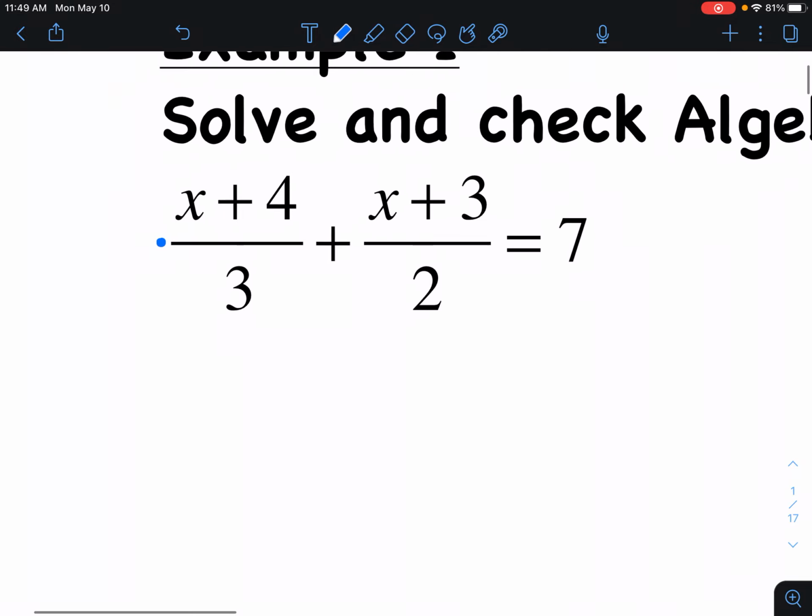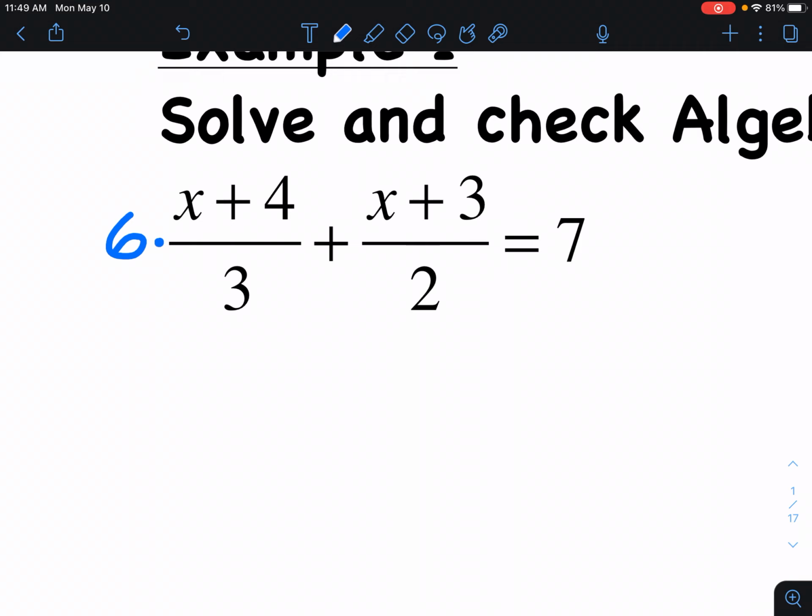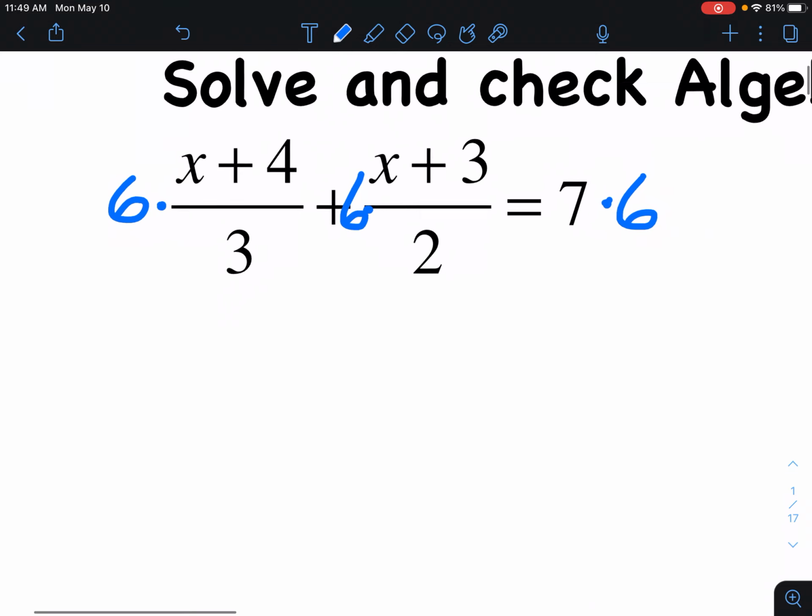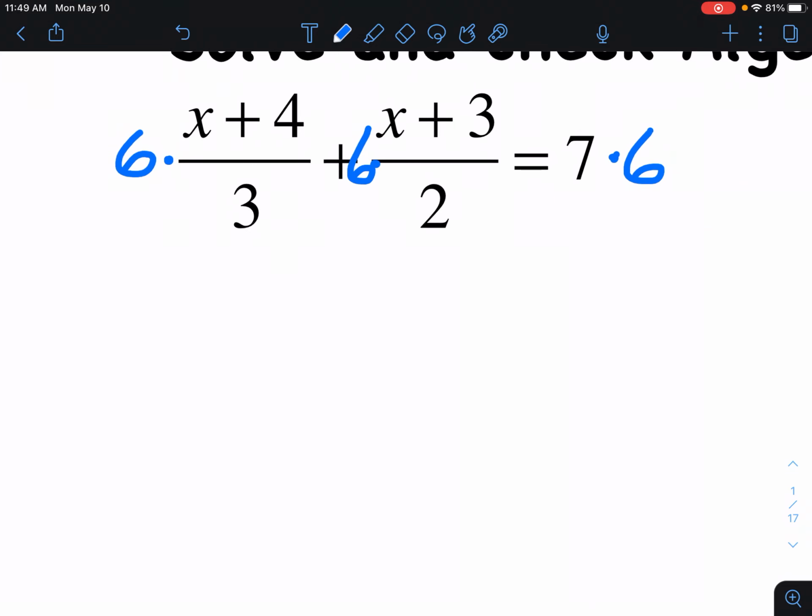So the first fraction will multiply by 6. The second fraction will multiply by 6. And even the 7 is going to multiply by 6. And you will notice how it will cancel out the fractions in a second. Now, the first one, we don't have to multiply by 6. What you're going to do is divide first.